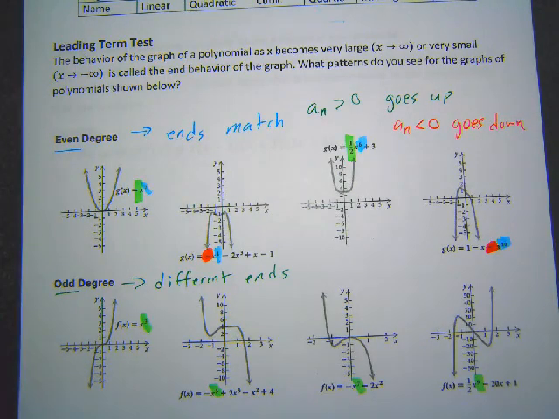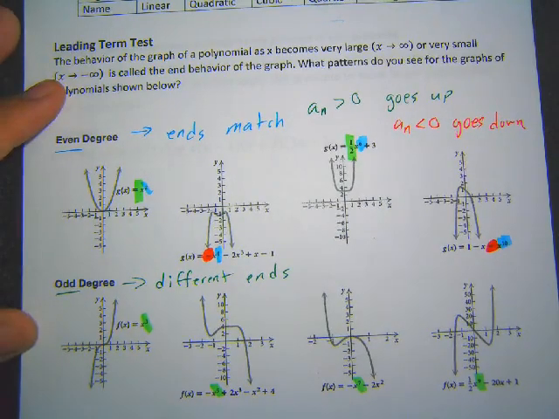And we kind of saw that with our polynomials, right? With the polynomials, we saw x squared, the parabolas. With the x squared parabolas, they always had both ends go the same direction. And we saw that if there was a positive at the beginning of the parabola, it would always go up. And if there was a negative, it would always go down. So that behavior actually was already showing up with the parabolas.